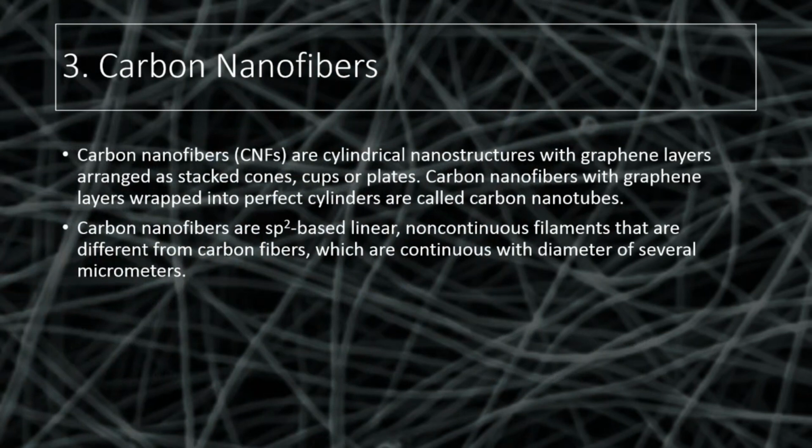Carbon nanofibers. Carbon nanofibers are cylindrical nanostructures with graphene layers arranged as stacked cones, cups, or plates. Carbon nanofibers with graphene layers wrapped into perfect cylinders are called carbon nanotubes. Carbon nanofibers are sp2-based linear, non-continuous filaments that are different from carbon fibers, which are continuous with a diameter of several micrometers.